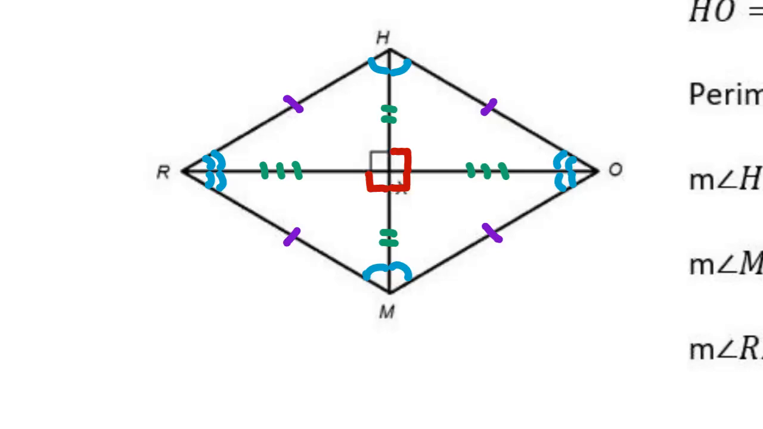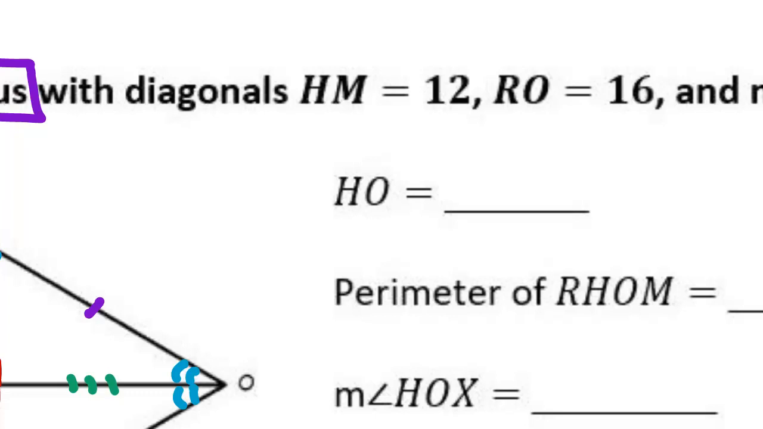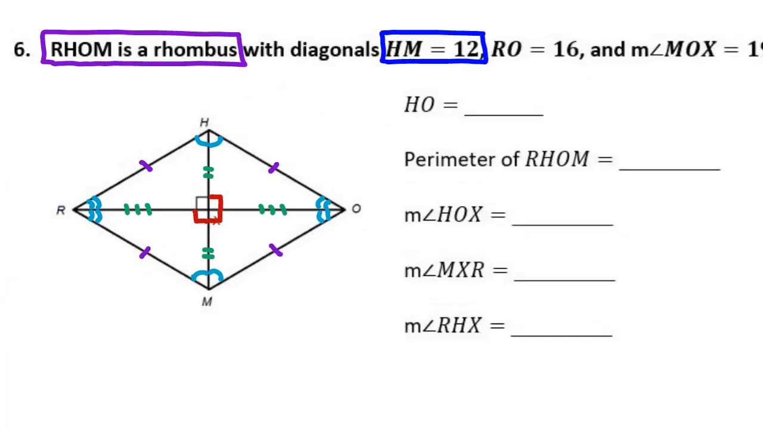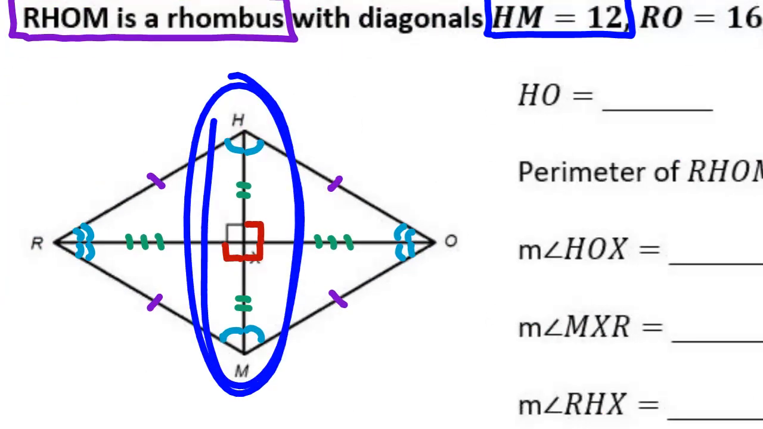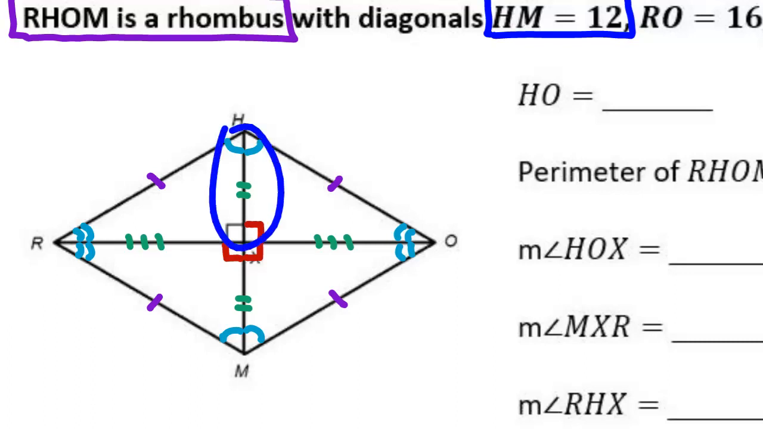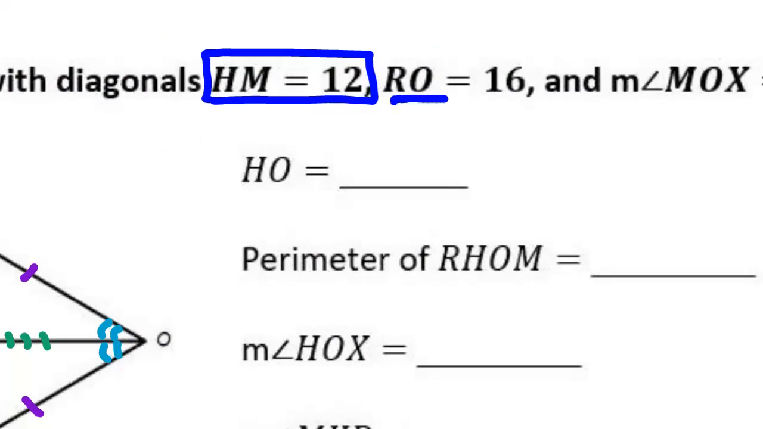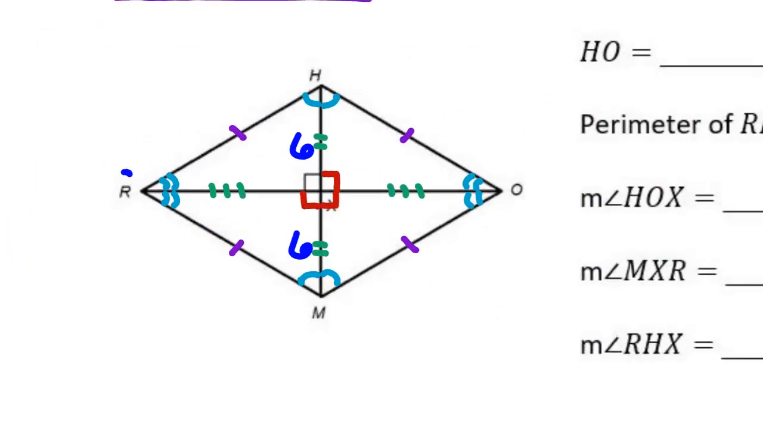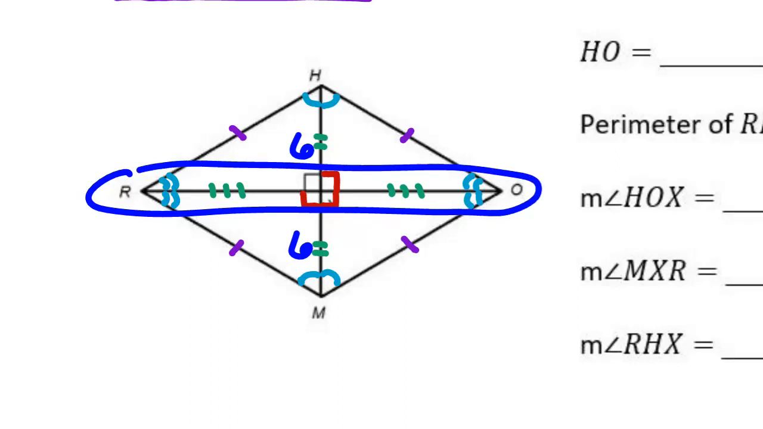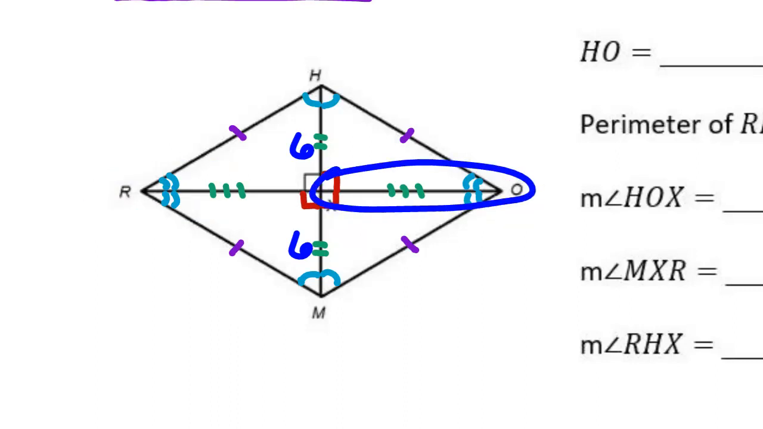Let's see what kind of information they give us to add to the picture. It says that the diagonal HM is 12. Well, if this diagonal right here is 12, how big is this much right here? 6. So I have 6 and 6 to add up to 12. It says RO is 16. Here's RO. It says that whole thing is 16. So how big is this? 8. This side is 8, this side is 8, so that it adds up to 16.